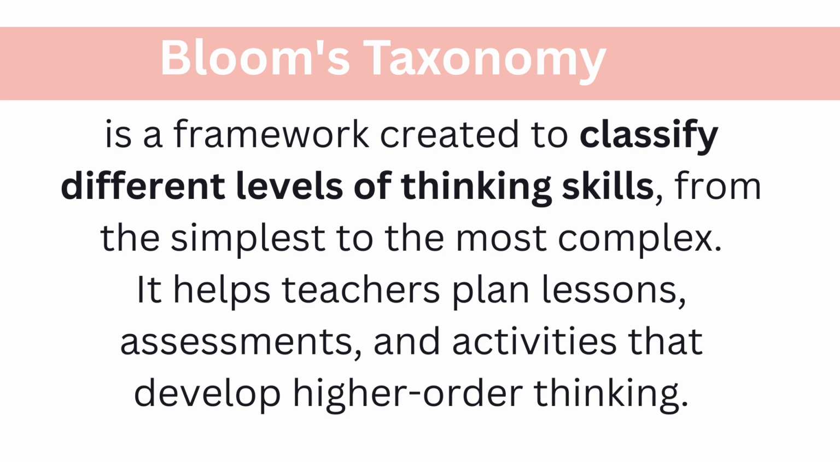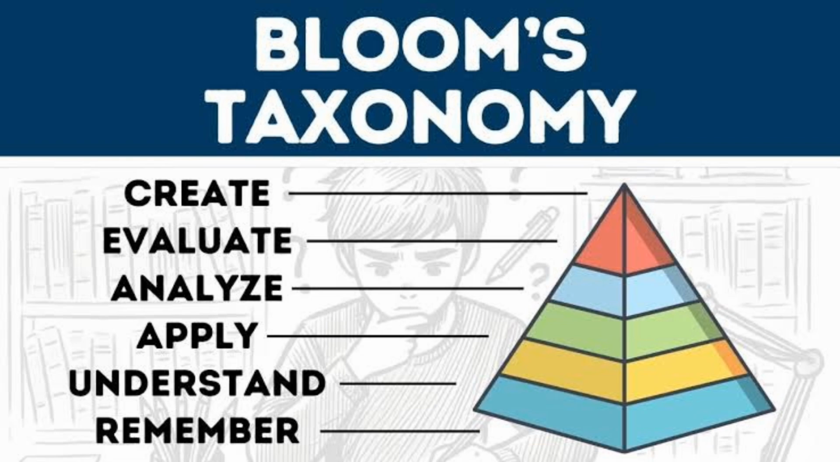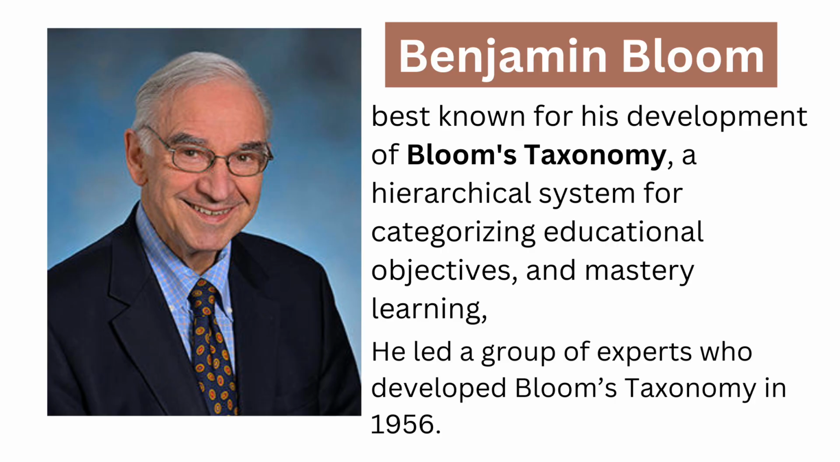Bloom's Taxonomy is a framework created to classify different levels of thinking skills, from the simplest to the most complex. In the original format of Bloom's Taxonomy in 1956, there are 6 levels. 1 is remember, 2 understand, 3 apply, 4 analyze, 5 evaluate, and lastly create. Benjamin Bloom is the known proponent of Bloom's Taxonomy.